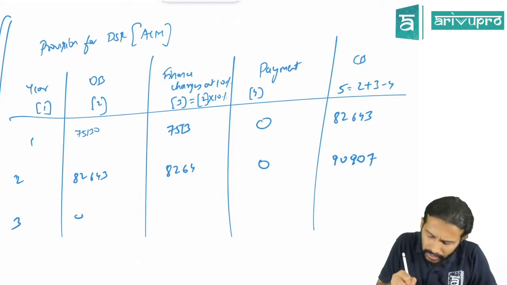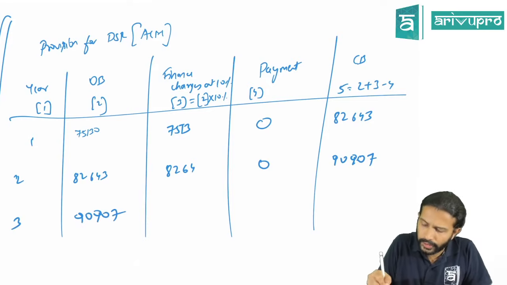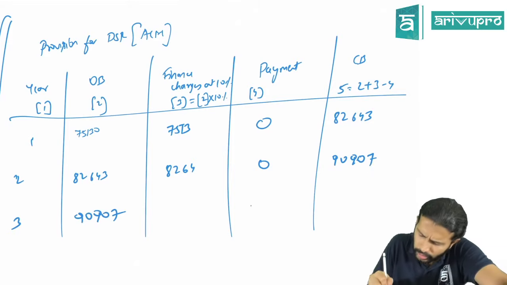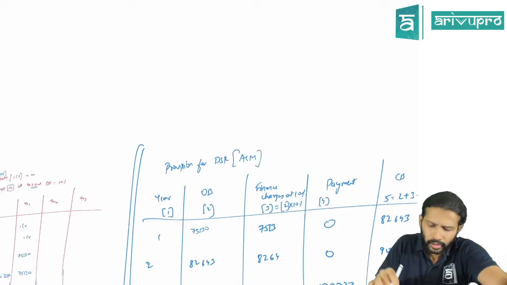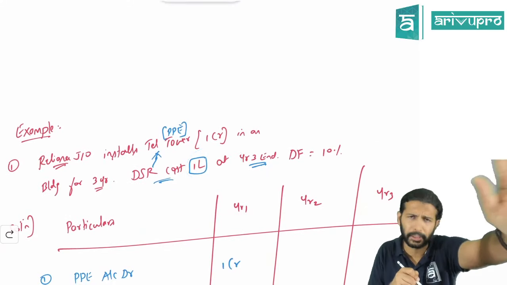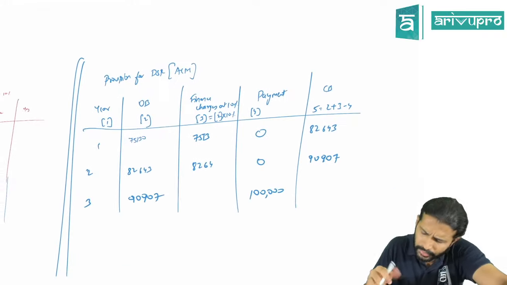Second year ka closing will become 3rd year ka opening. Then 3rd year, anyway you have to make the payment. No, I'm assuming the provision has been paid out. The payment will be how much? Let's assume that 1 lakh only was the final DSR cost. Whatever they estimated, that much only they paid.